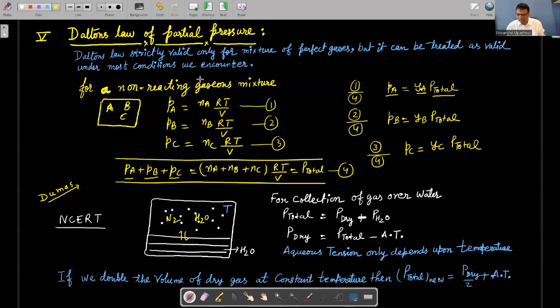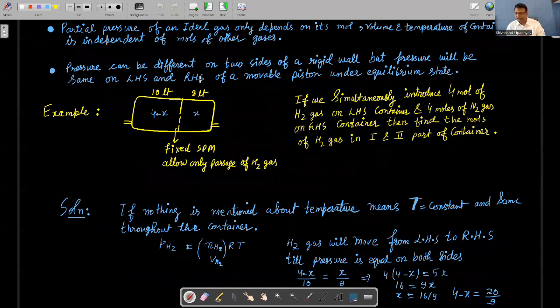Let us come to the applications of Dalton's law, because many questions are asked based on Dalton's law only. The first point I have already discussed: the partial pressure of an ideal gas only depends on its moles, volume and temperature of the container. It is independent of moles of other gases. The second point is, pressure can be different on two sides of a rigid wall, but pressure will be the same on the left-hand side and right-hand side of a movable piston. This I have to discuss.